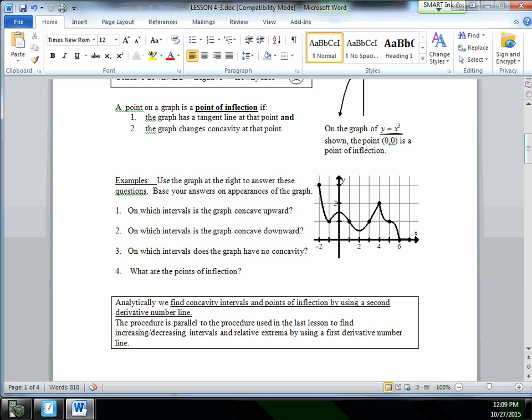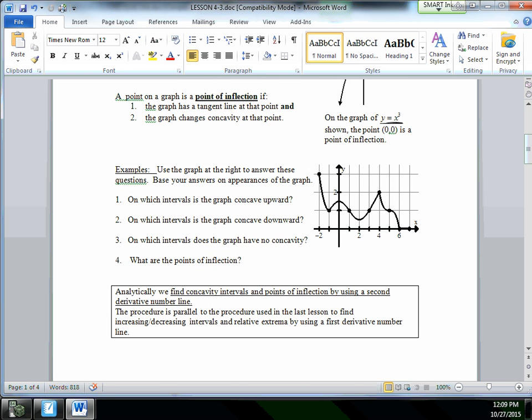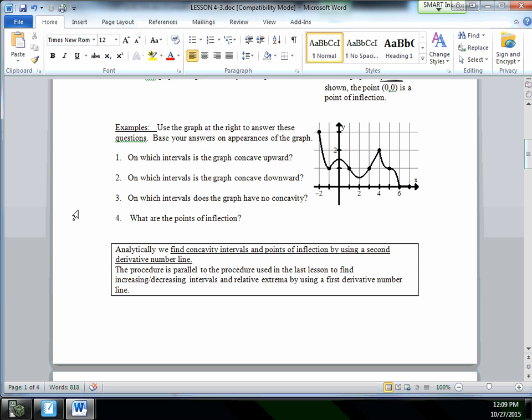So we want to look at which intervals the graph is concave up. For number 1, we're looking for that smiley face. And I wish I had colors, but I don't. So right here, it's up, up, up. So we would say from -2 to -1, and from 1 to 3, and then from 4 to 5. That's where we're concave up.